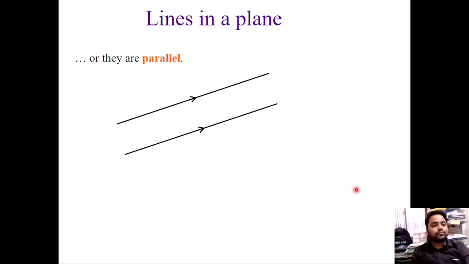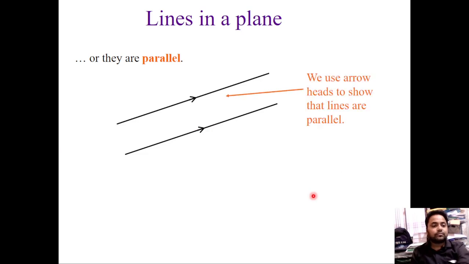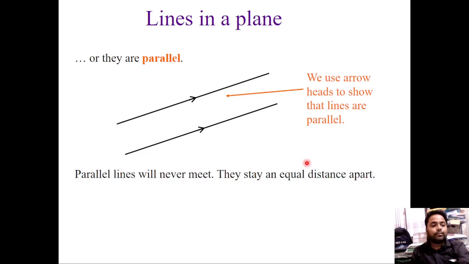Or they are parallel to each other if there is no point of intersection. We use arrowheads to show that lines are parallel. Parallel lines will never meet, they stay equidistant apart. We say that they are always equidistant.